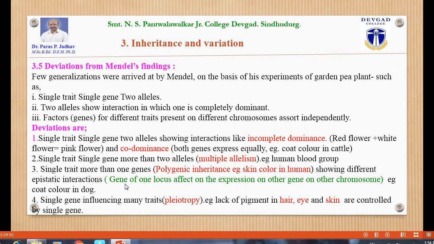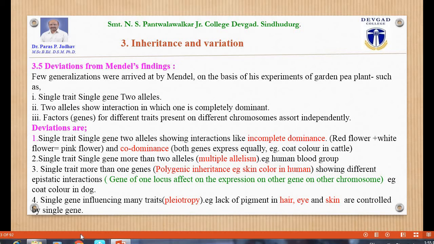Epistatic interaction means gene of one locus affects the expression of another gene on another chromosome. समजा दोन क्रोमोझोम आहे, ए क्रोमोझोम आहे आणि बी क्रोमोझोम आहे. आता ए क्रोमोझोम वरती जो जीन आहे त्याला आपण स्मॉल ए म्हणूया आणि बी क्रोमोझोम वरती जो जीन आहे त्याला आपण स्मॉल बी म्हणूया. आता काय ए क्रोमोझोम वरचा जो ए जीन आहे तो बी क्रोमोझोम वरच्या स्मॉल बी जीनचा फंक्शन स्टॉप करतो, म्हणजे ए जीन जे प्रोटीन तयार करतं ते प्रोटीन स्मॉल बी जीन वरती ऍक्ट होतं आणि स्मॉल बी जीनचं काम थांबतं, त्याला म्हणायचं इपिस्टॅटिक इंटरॅक्शन. For example coat color in dog.